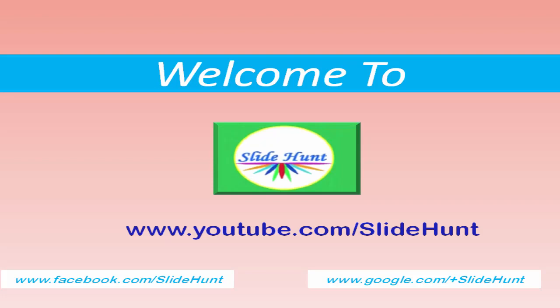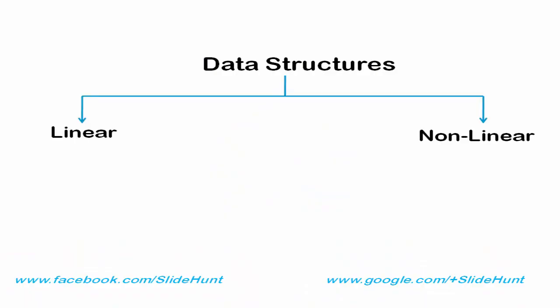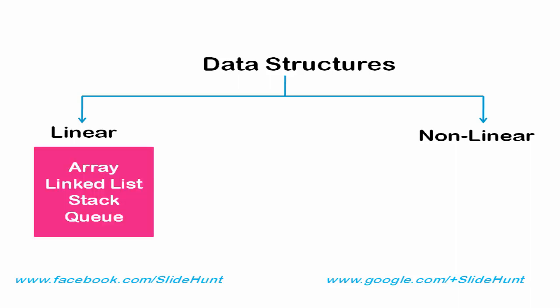So far in this series, we have learned different types of data structures. As we know, there are two types of data structures. One is linear and another is non-linear. We have talked about different linear data structures such as array, linked list, stack, and queue. We have talked about tree also. Tree is a nonlinear data structure.